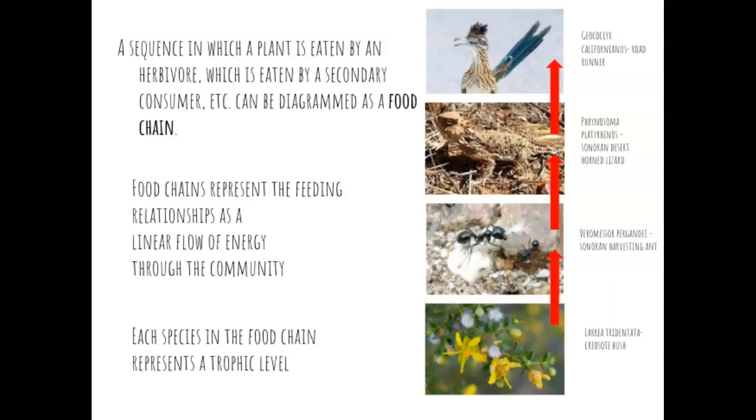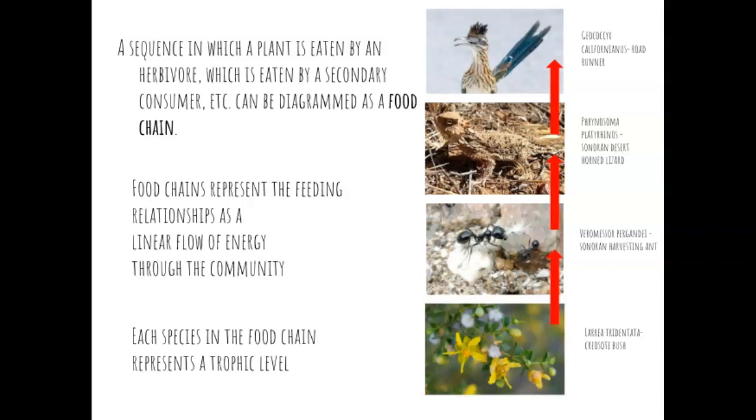So at the bottom of this food chain, we have our producer, which in this case is the creosote bush. We then have the Sonoran harvesting ants, which eat parts of that creosote bush and use that for their food. They're a primary consumer. Secondary consumer in this would be horned lizards, which eat the ants.